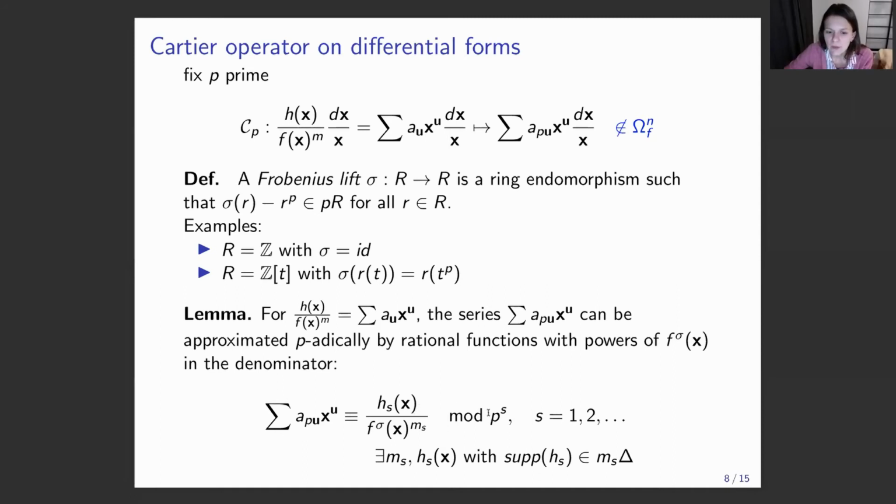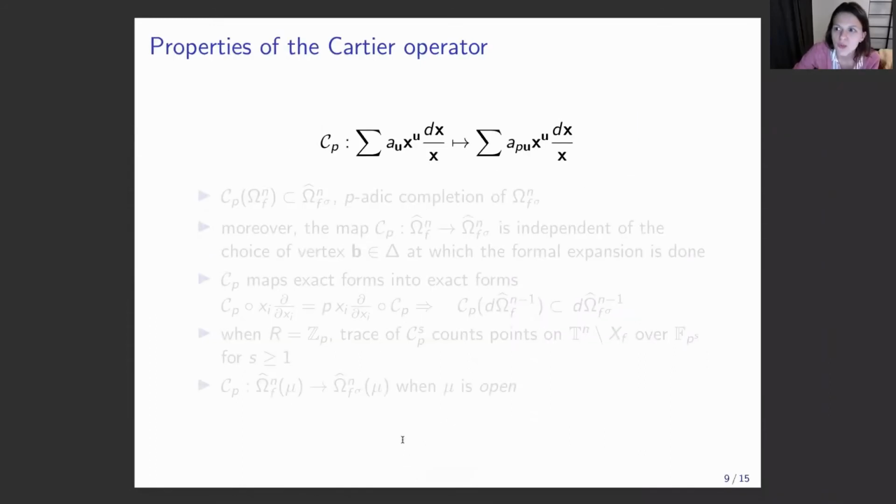But when we want to approximate modulo p to the s, the degree of the numerator will usually grow infinitely. So when we consider this Cartier operation, it naturally leads us to the p-adic completion of the R module, which is the Dwork cohomology, or this quotient of closed n-forms by exact n-forms. So let me list some properties of this Cartier operation.